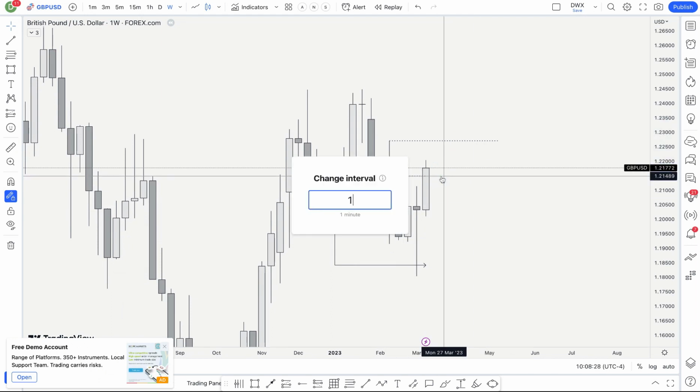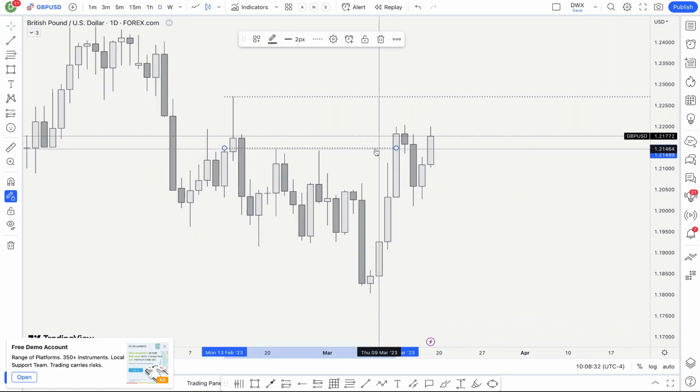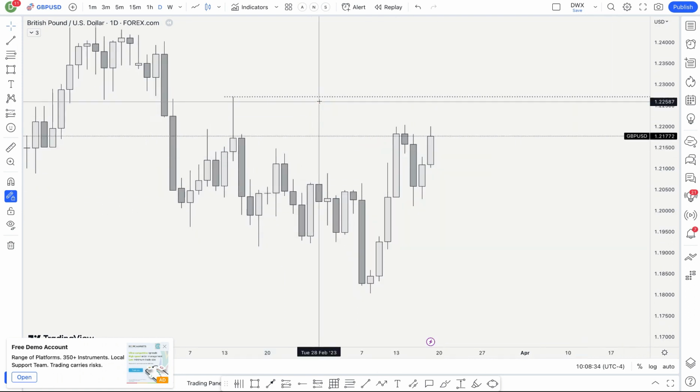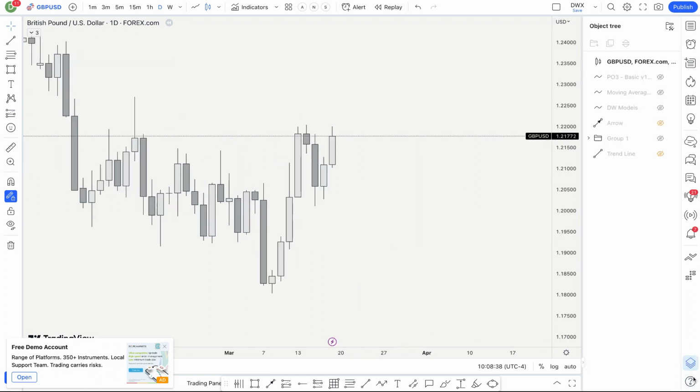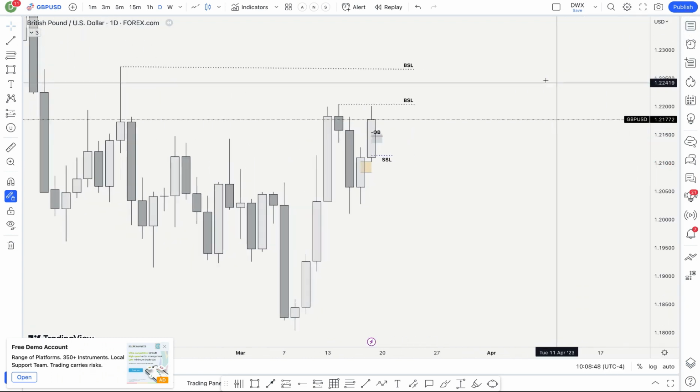So let's have a quick look down at the daily. On the daily, I'm just going to remove these two, and I'm just going to quickly add my analysis. This one. Okay, so we have it on now. So what are we looking at here?